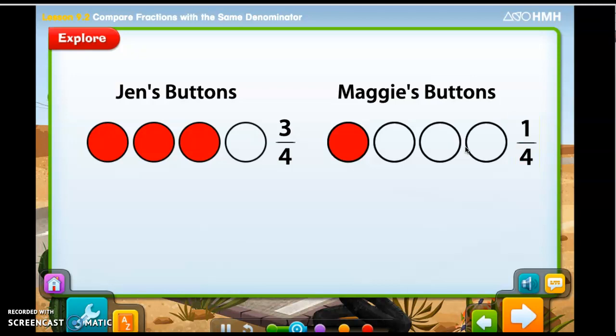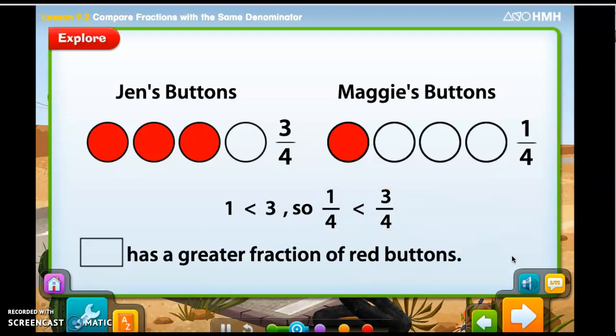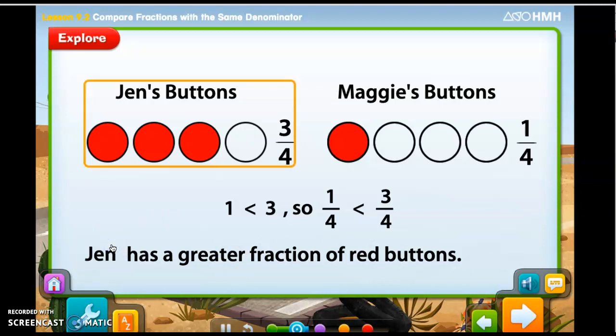Each group has the same number of buttons, so you can count the number of red buttons in each group to compare the fractions. Click the boxes to complete the number sentence. So 1, 4, and 3. 1 is less than 3, so 1/4 is less than 3/4. So who has a greater fraction of red buttons? That's right. Jen has a greater fraction of red buttons.